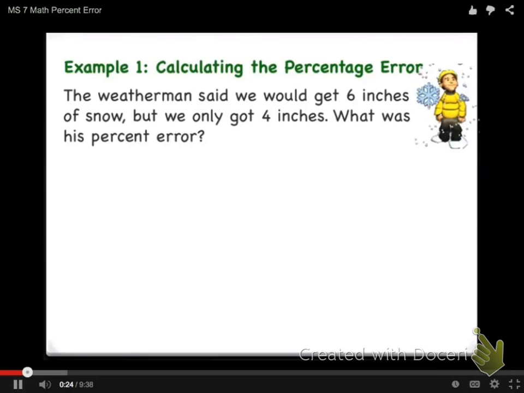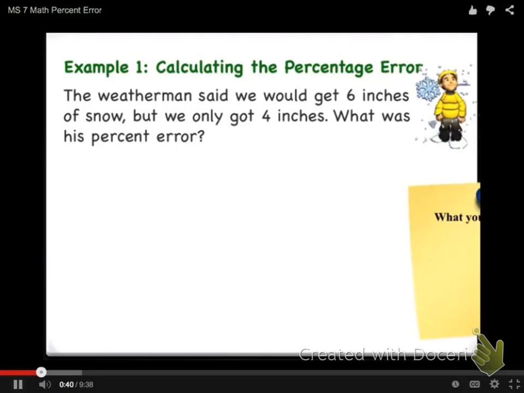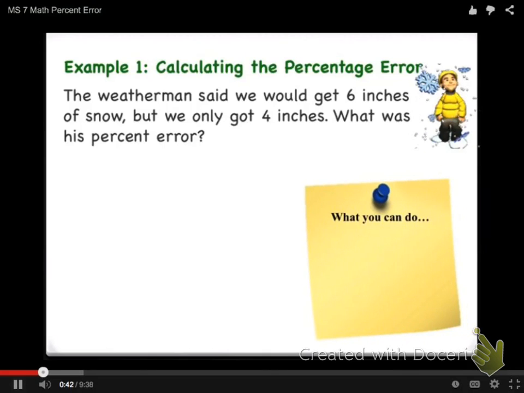Example 1. The weatherman said we would get 6 inches of snow, but we only got 4 inches. What was his percent error? Percent error compares a guess or an estimate to an exact value. Here's what you can do. Since we want to compare the estimate and exact value, let's first subtract the exact value from the estimate.